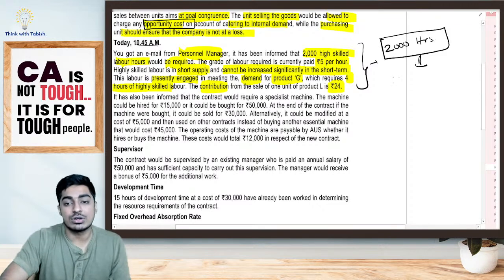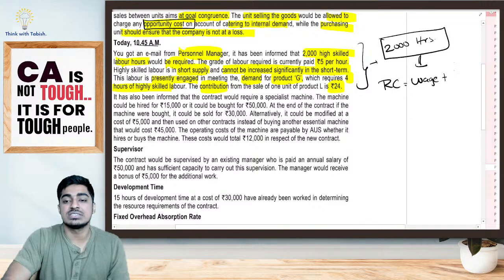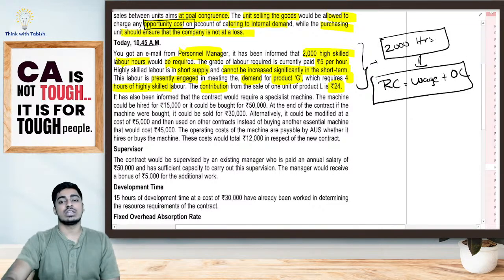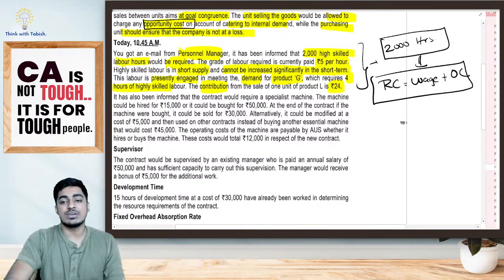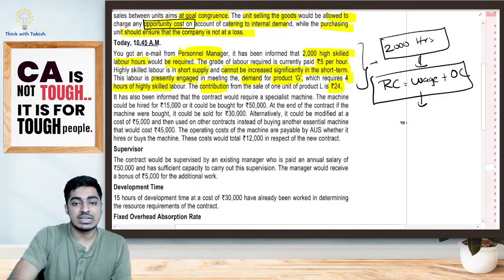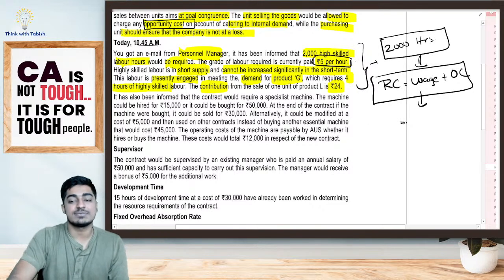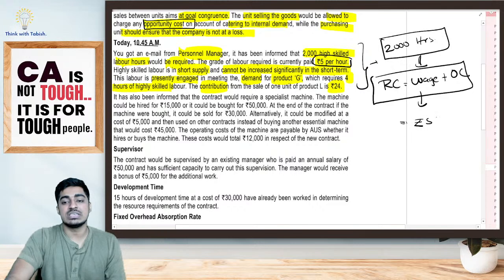What is the relevant cost, students? It is the wage paid plus the opportunity cost that is going to be relevant. Now look at this, altogether 2,000 hours is required. What is the basic wage rate per hour? The basic wage rate I have to pay for my employee is 5 rupees per hour.